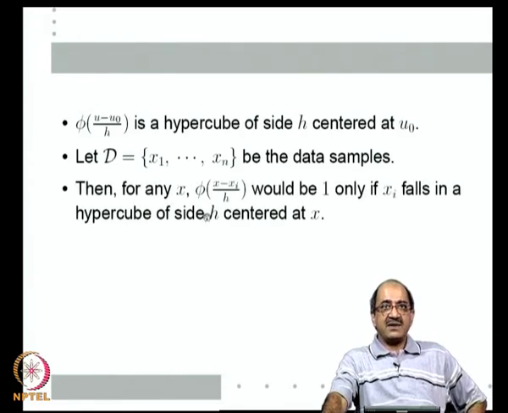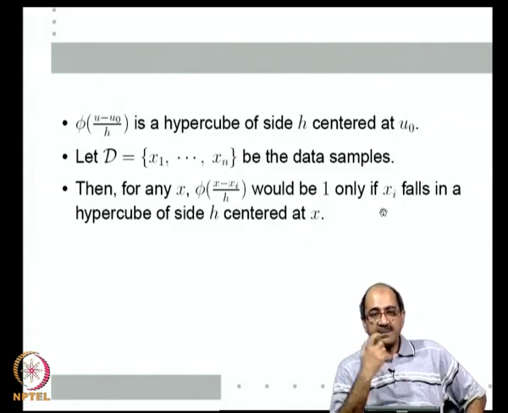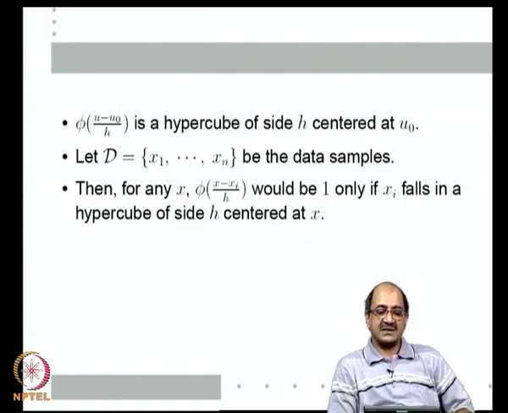Then for any given x, that is any point in the feature space, phi of (x minus xi) by h would be 1 only if xi falls inside a hypercube of side h centered at x. We just saw that phi is symmetric. So, when you consider phi of (x minus xi) by h, I can think of it as a hypercube centered at xi or centered at x, depending on which I am fixing.